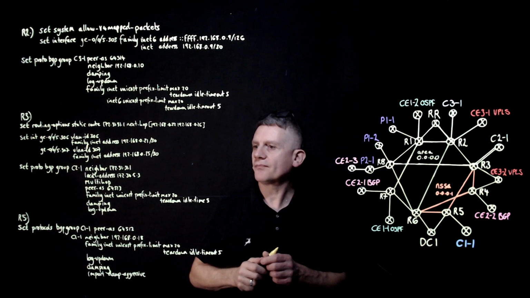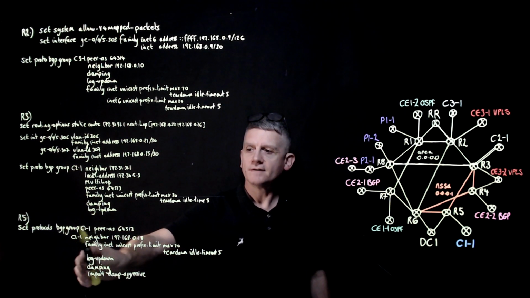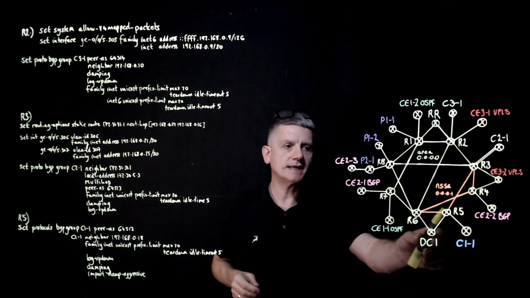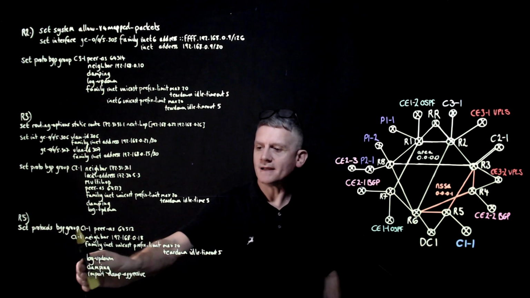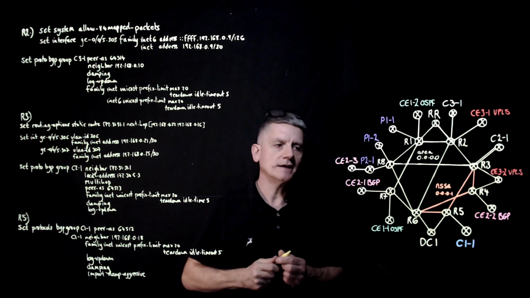And again, we're running the damping, the log up down, and the unicast prefix limit max of 20. Okay, and then the final one is on R5. It's C11, which is down here. And what's slightly unusual about this one is that we've got this aggressive damping, and that policy we're going to look at later.